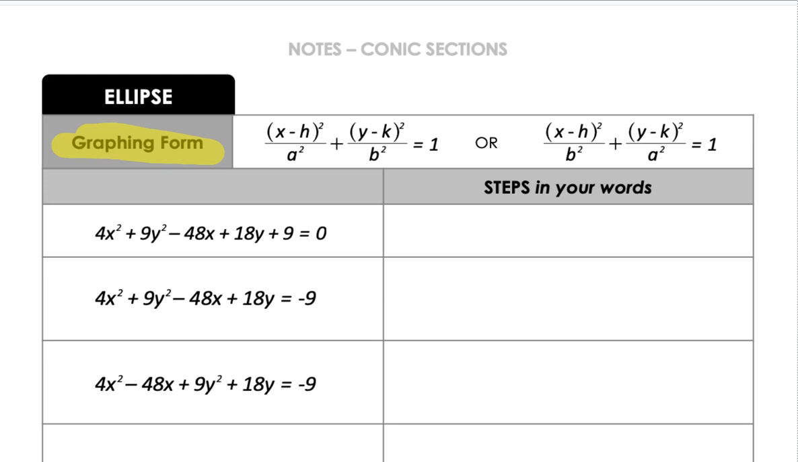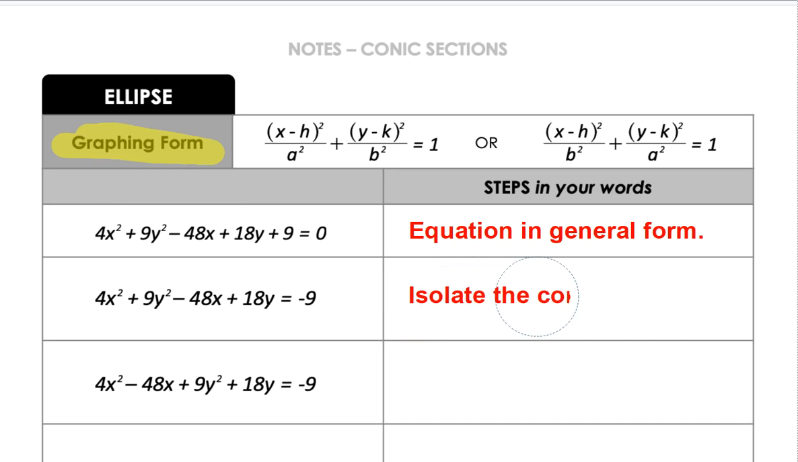We start off with our basic equation. So again, that equation is in general form. I could use my discriminant to figure out what it is, and I would figure out that it's an ellipse. So I would start the same way we started the circle. I would move that constant term to the other side, so I would isolate the constant on that side.